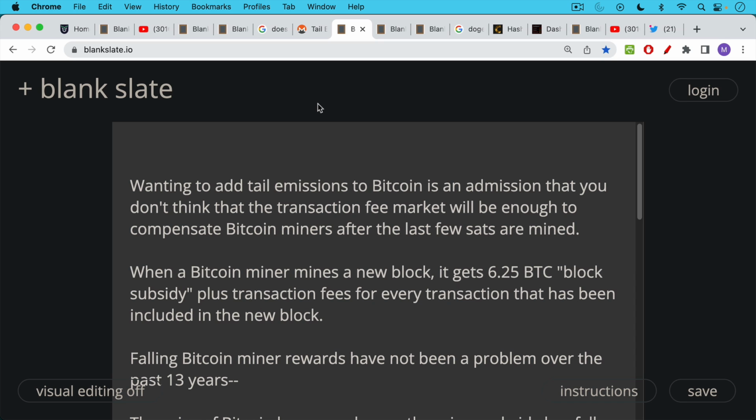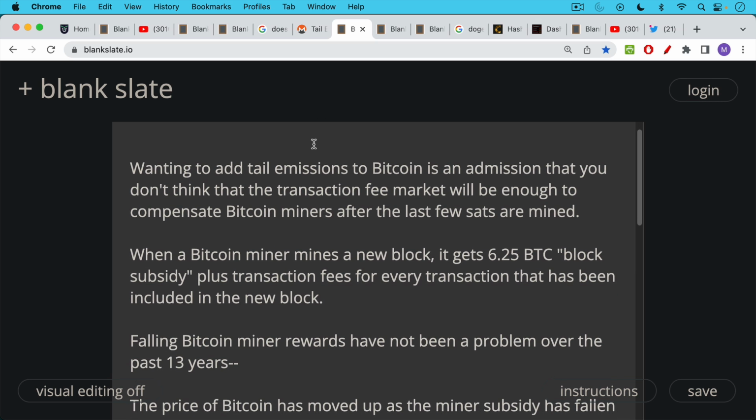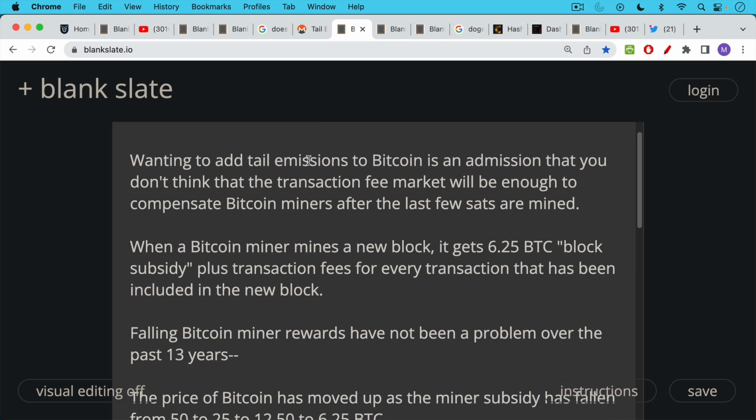Now, wanting to add tail emissions to Bitcoin is an admission that you don't think that the transaction fee market will be enough to compensate Bitcoin miners after the last few Bitcoin or even the last few sats are mined. Right now, when a Bitcoin miner mines a new block, it gets 6.25 Bitcoin. This is the block subsidy, plus the transaction fees for every transaction that has been included in the new block. And at some point, these block subsidies will drop to zero or asymptotically drop towards zero. And basically, the miners will be relying on those transaction fees.